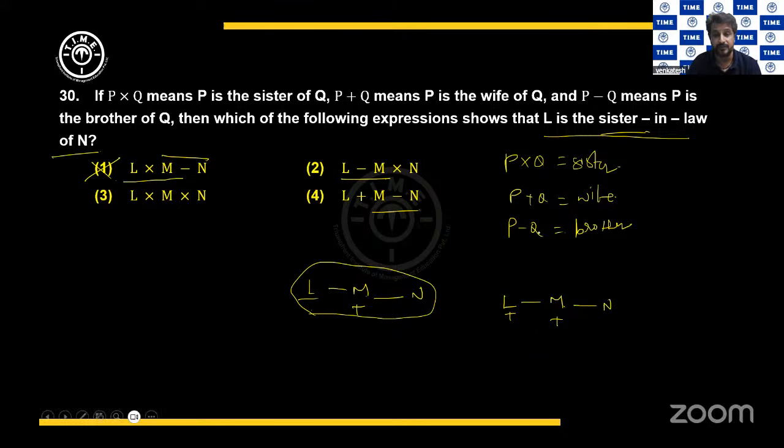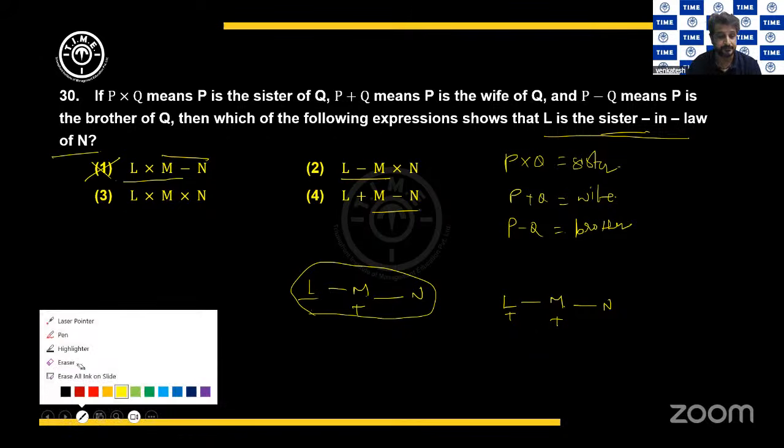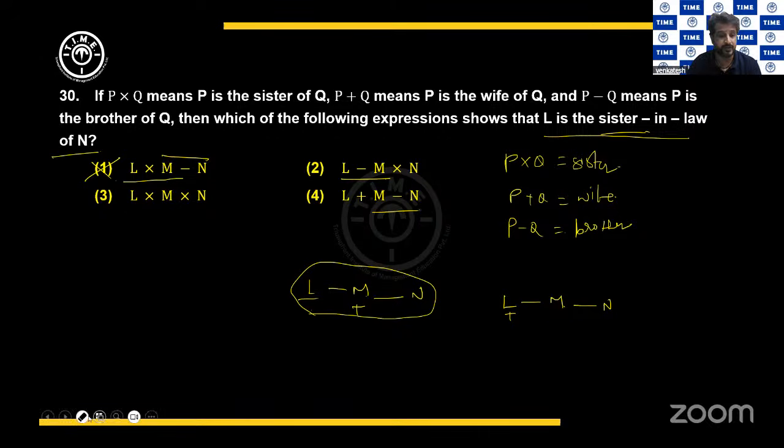Sorry, just a moment. M cross N. M cross N means M is the sister of N. Earlier is L minus M, which is L is the brother of M. M cross N, M is the sister of N. Again the same. We need L is the sister-in-law of N, which is not possible. Here it is becoming brother. Now L cross M. L is the sister of M. M cross N. Again, M is the sister of N. All these three are siblings. So not the third option as well.